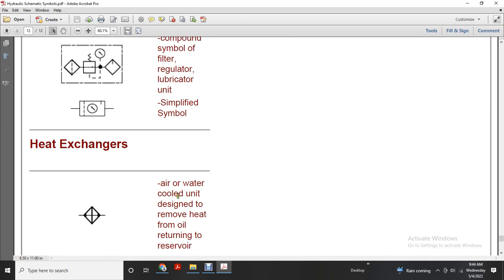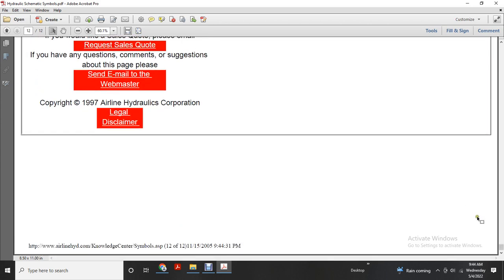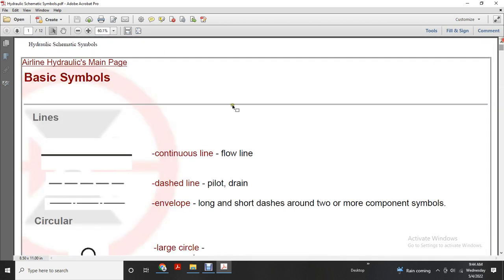Heat exchanger, air or water cooled, designed to remove the heat from the oil returning to the reservoir. And this was basic symbols, airline hydraulics, main page.